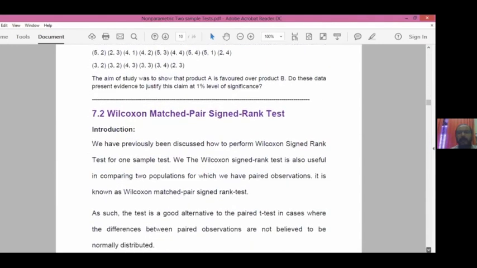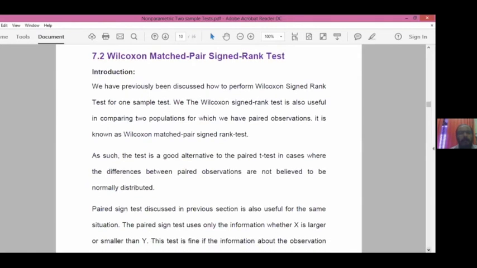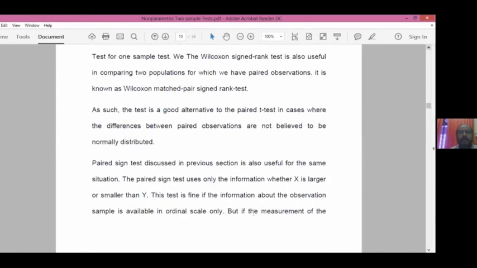Now the Wilcoxon matched-pairs signed rank test is here. We previously discussed the signed rank test as a one-sample test. The Wilcoxon signed rank test is also useful in comparing two populations for which we have paired observations, and it is known as the Wilcoxon matched-pairs signed rank test. As such, the test is a good alternative to the paired t-test where the differences between the paired observations are not believed to be normally distributed. And the paired sign test, discussed in the previous section, is also useful for the same situation.